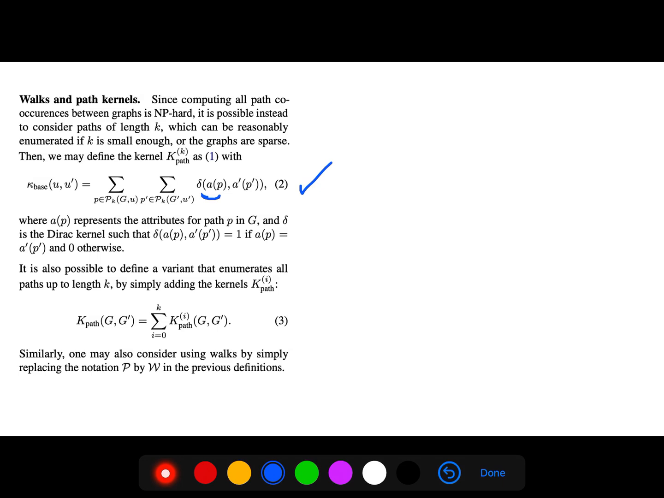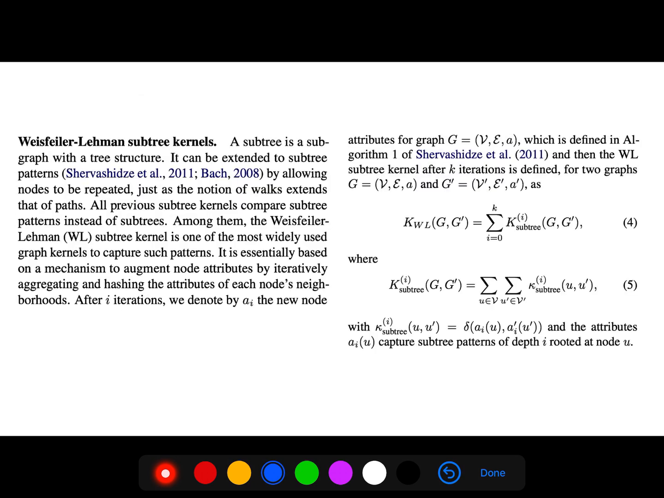It is also possible to define a variant that enumerates all paths up to length k by simply adding the kernels. So one may consider using walks by simply replacing the notation by W in previous definitions. A subtree is a subgraph with a tree structure. It can be extended to subtree patterns by allowing nodes to be repeated, just as the notion of walks extended that of path.